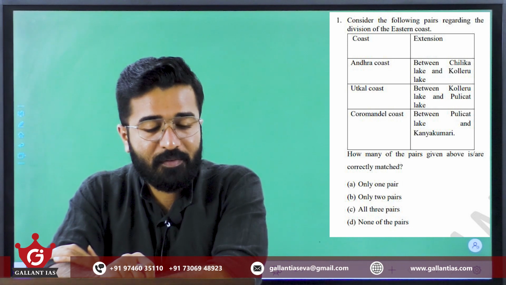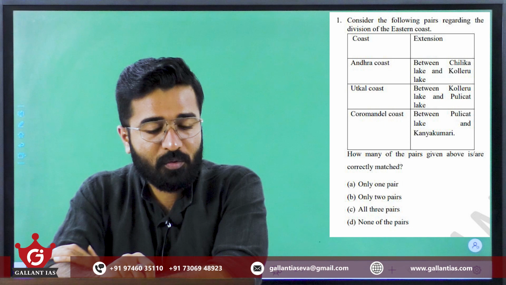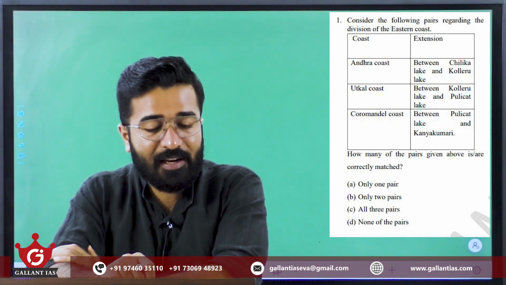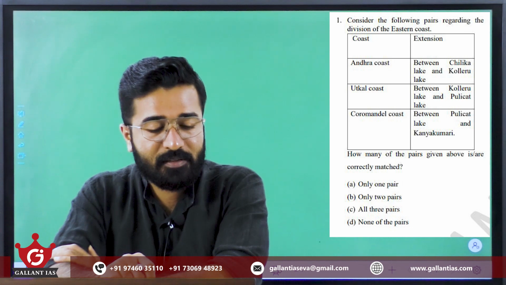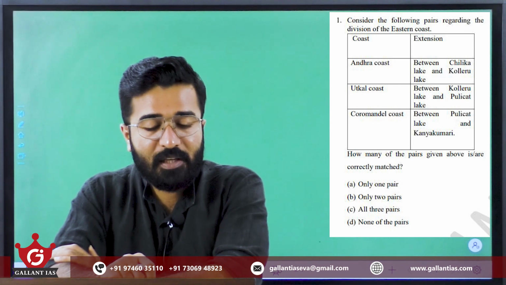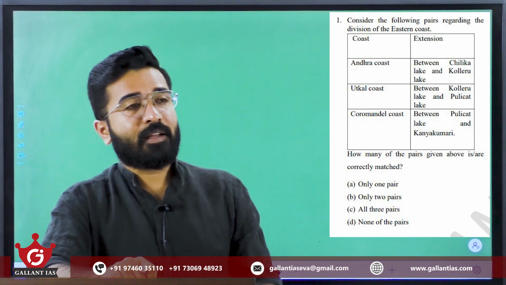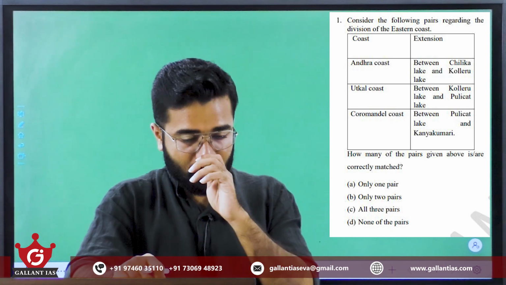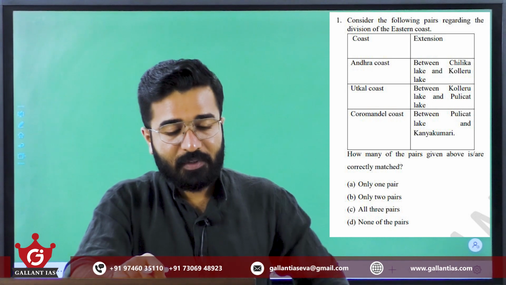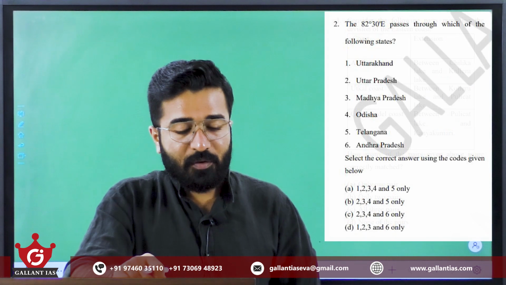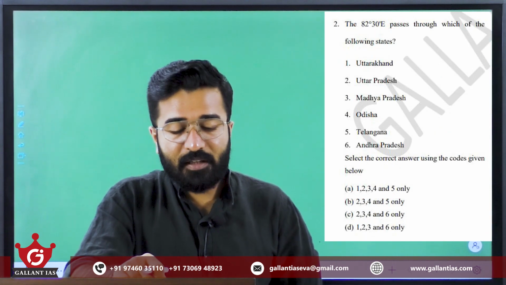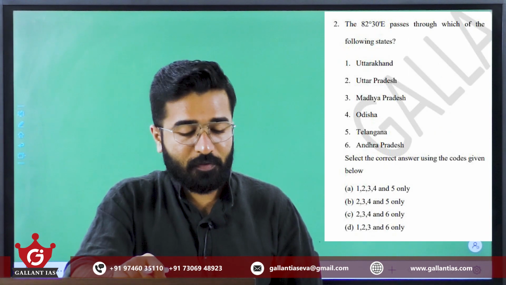Andhra coast is between Kolleru Lake and Pulicat Lake, and Utkal coast is between Chilika Lake and Kolleru Lake. They just interchanged those respective answers. Then Coromandel coast, obviously between Pulicat Lake and Kanyakumari. So there is only one pair correct, option A. Second question, 82 degree 30 minutes east passes through which of the following states?